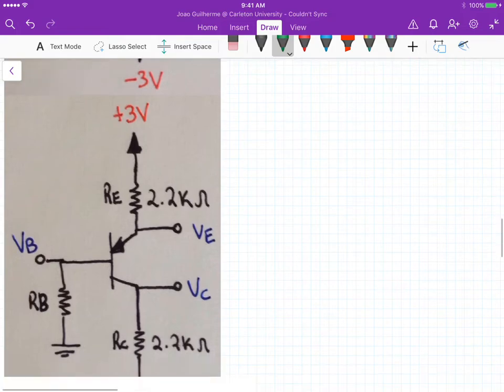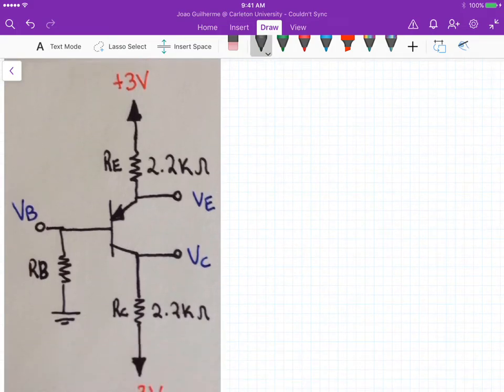Now for part B, we are just changing the value of RB, okay? The value of RB to 100k.